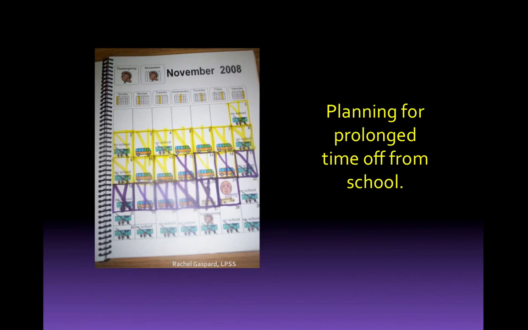Here is the use of the calendar on a personal level, and in this example, the person is counting the days off until Thanksgiving, where there will be a prolonged time off from school. So they're using this long-term strategy to prepare themselves for a change of routine.